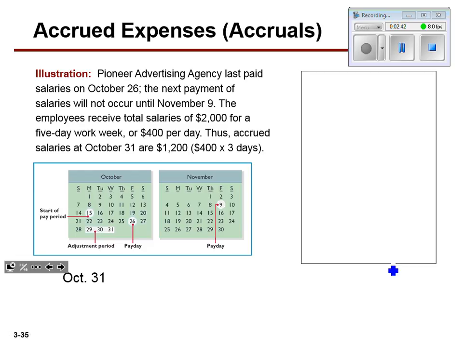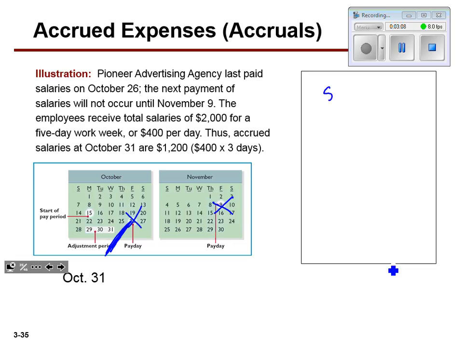Notice they got paid here, and they're not getting paid again till November, but right here is where the fiscal period ends. So we basically have 3 days of pay that we owe to who? Our employees have worked 3 days in that last part of October. What's the payable here? Who do we owe? If our employees have worked 3 days, we owe them.